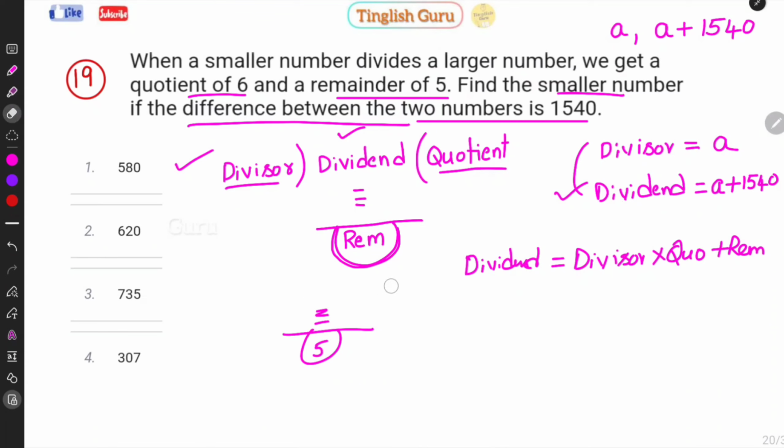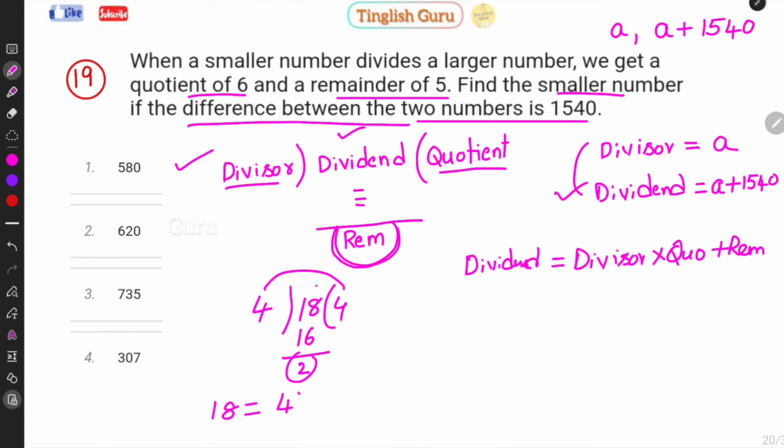I will give you a small example. Let us say we take the dividend as 18 and the divisor as 4, and we do the process: 4 4s are 16 and the remainder will be 2, right? So dividend is equal to divisor into coefficient plus remainder, that means 18 is equal to 4 into 4 plus the remainder 2. On solving, 4 4s 16 plus 2, we are getting 18. So this is the formula.